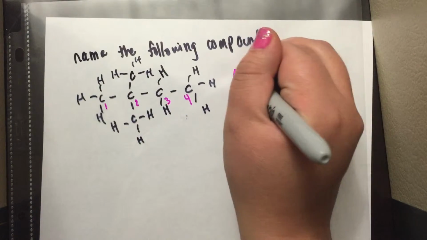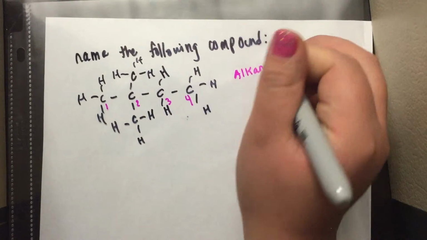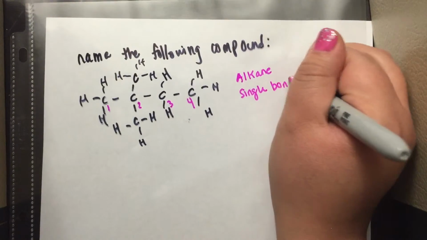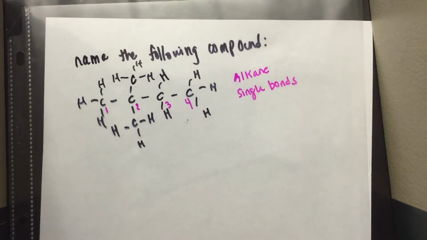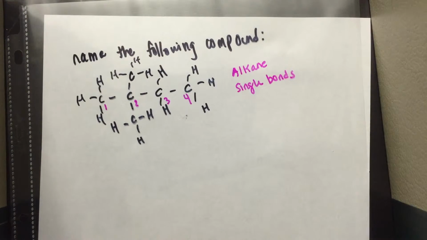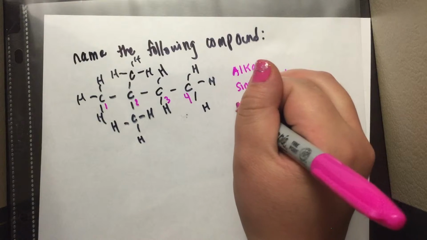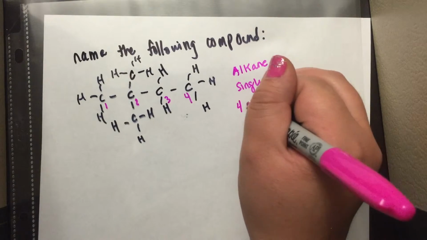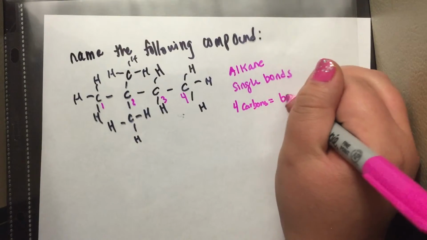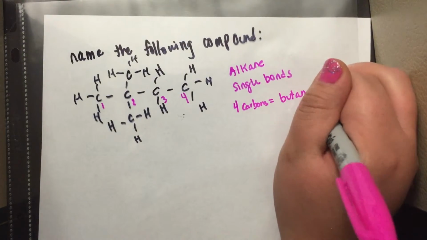And again, this is an alkane, which means that there are single bonds. There's no double bonds, no triple bonds. So that's how you know that the A-N-E will be your ending. So next you see that there's 4 carbons, which means that it is a butane.